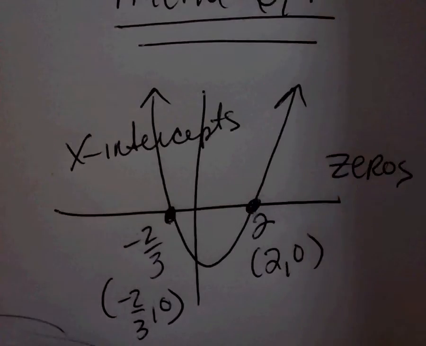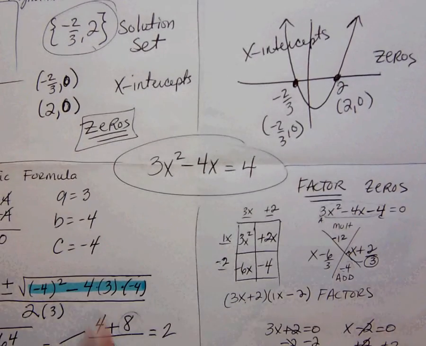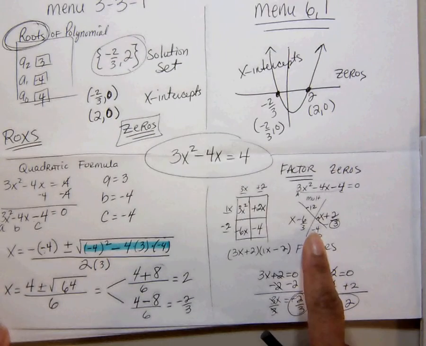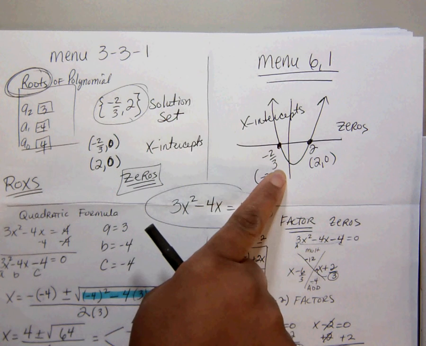And now you have completed what we will do in class and practice next time. The quadratic formula, factoring it, and then setting it equal to 0, menu 331, and now you know what it looks like in the calculator.